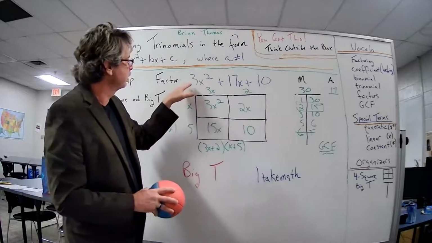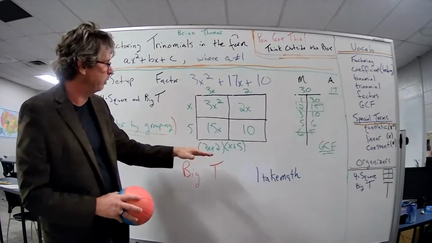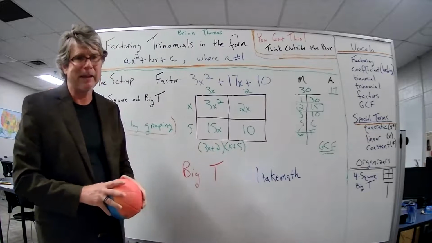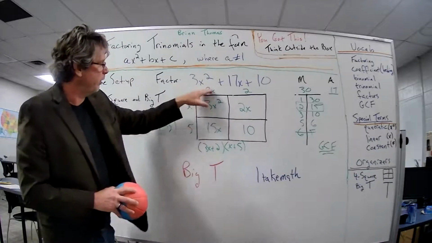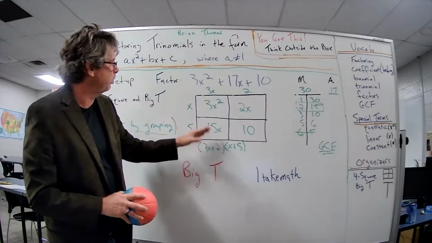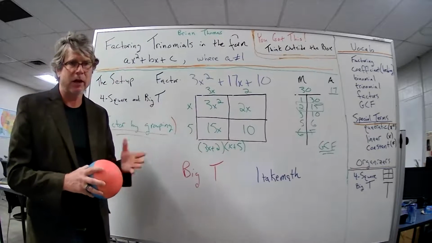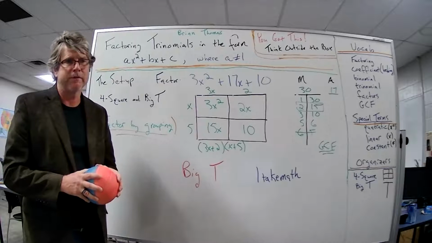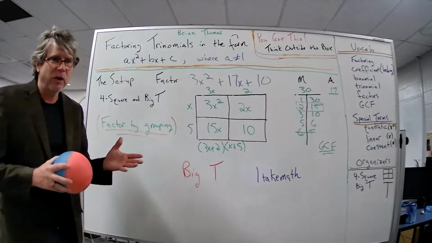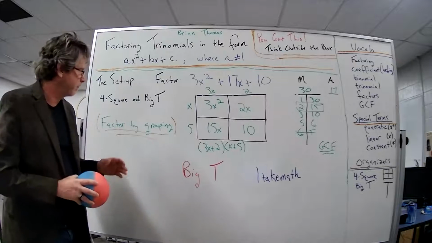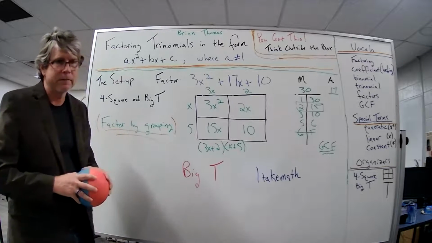The inside is all multiplied out to be the trinomial, but the outside actually represents the binomials that gave us that trinomial. So the 3x plus 2 became our first binomial, and the x plus 5 became our second binomial. And hence, we now have the trinomial factored. So what are we going to do today in our lesson? Well, we want to factor by grouping.